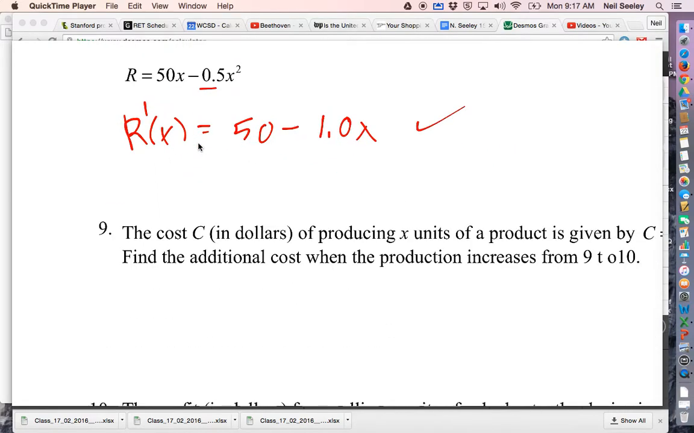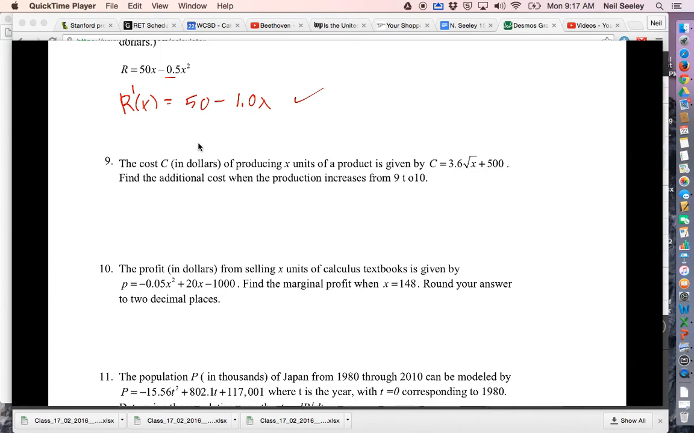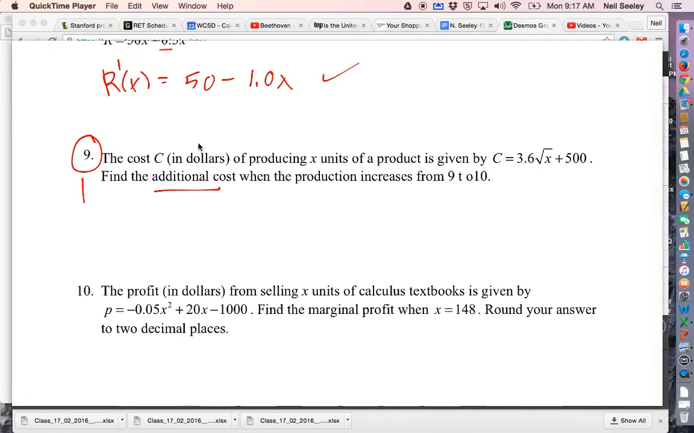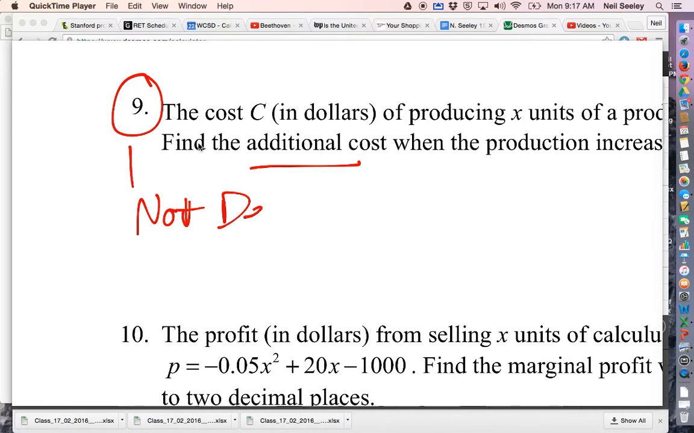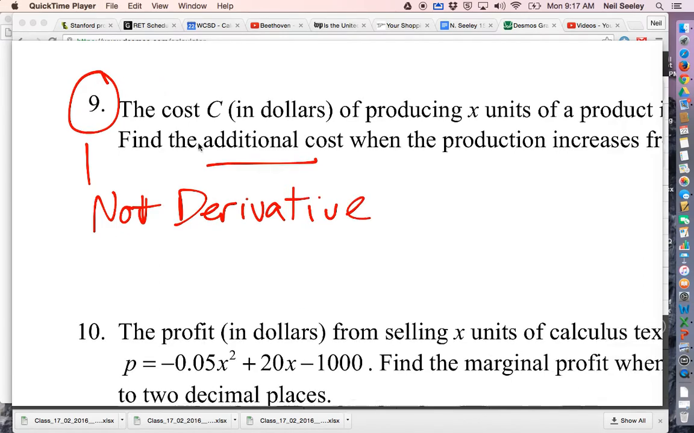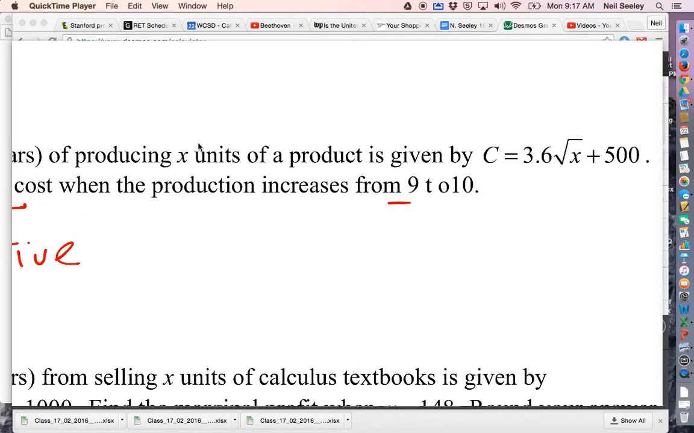The bottom one is the cost to produce this. Find an additional cost. Then this is, again, a non-derivative type of question. I just want to keep you on your toes. It's just asking for how much it increased for additional cost when the production increases from 9 to 10. Now, there's a tie to how derivatives work, but this is not a derivative question, so just don't assume all of these have something to do with rate of change. It's actually just plain old change. So it's just change from 9 to 10 units. Change, not rate of change.